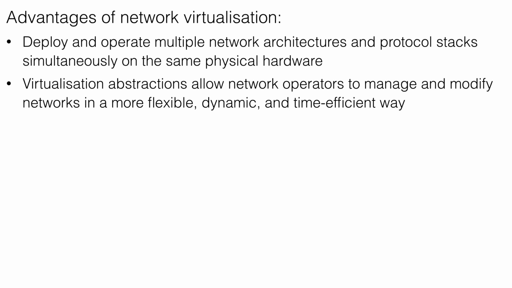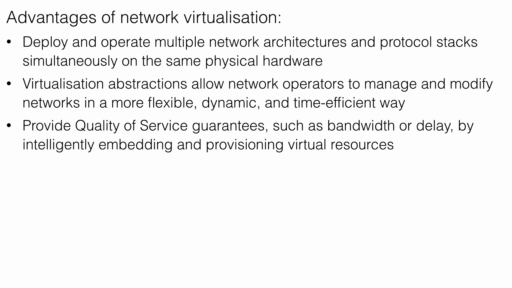Second, network operators can use the provided abstractions to manage and modify their networks in a more flexible and dynamic way. Network topologies can be reconfigured on the fly and new protocols and services deployed without disrupting other traffic. Third, intelligently allocating physical resources to virtual networks allows the quality of service constraints of services, such as bandwidth, delay, and packet loss, to be guaranteed. Virtual network embedding heuristics that are capable of transforming these constraints into suitable virtual to physical mappings are indispensable to achieve this.